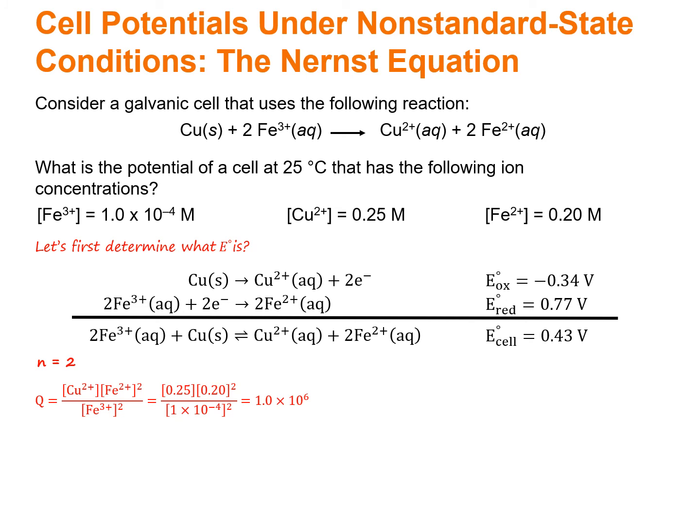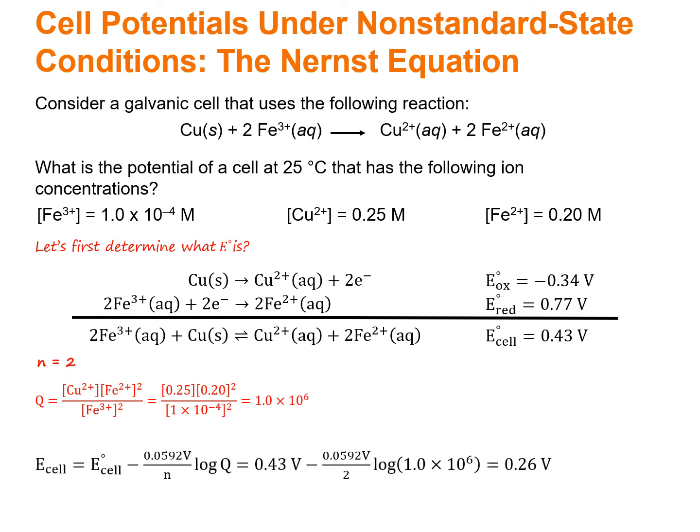and we can calculate Q by just looking at that final reaction there and looking at what the reaction quotient should be, plugging in all those values. I get 1 times 10 to the 6. I go ahead and I take my E cell equals E naught minus the 0.0592 volts over N, which is 2, times log of that reaction quotient. Plugging in all those values, we get 0.26 volts.